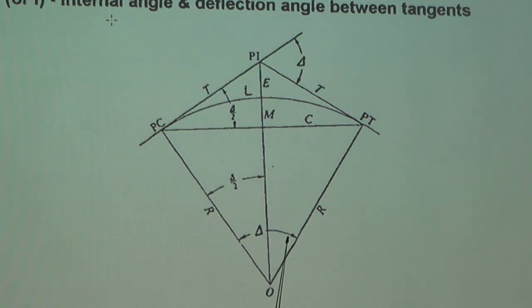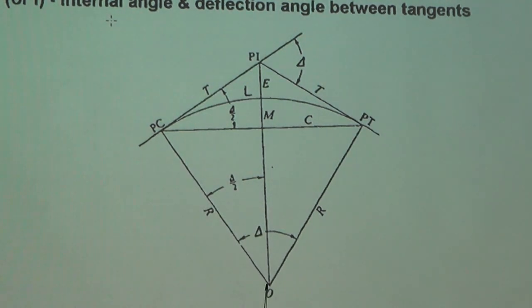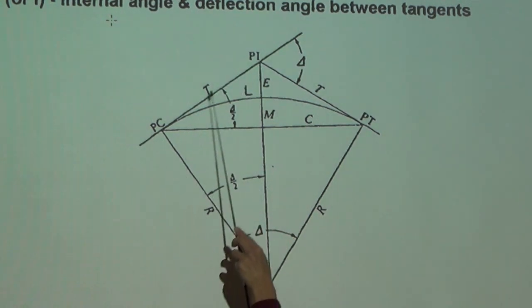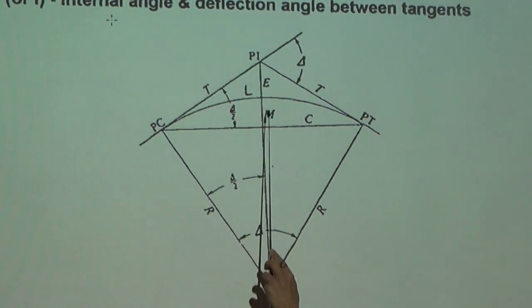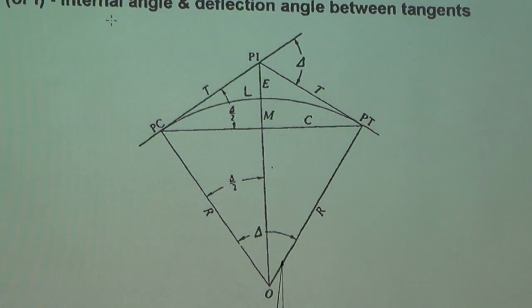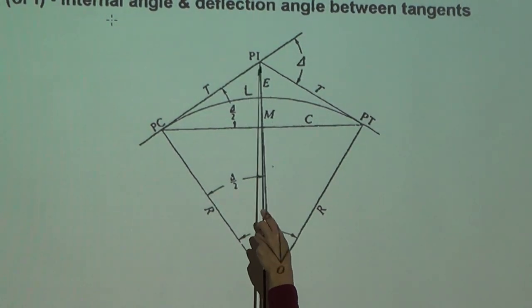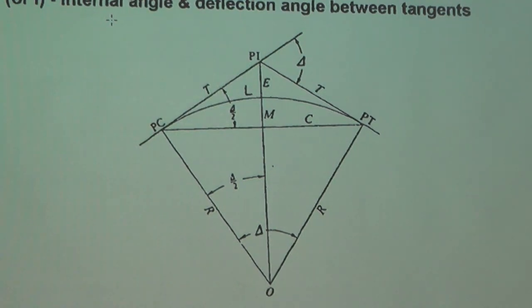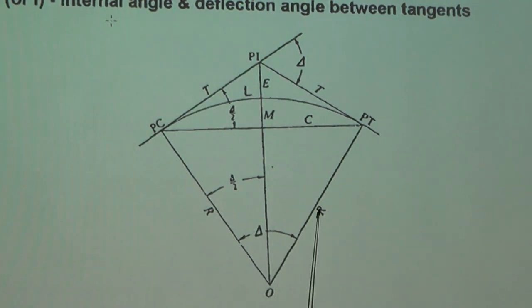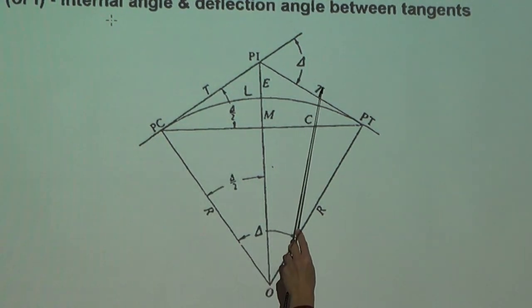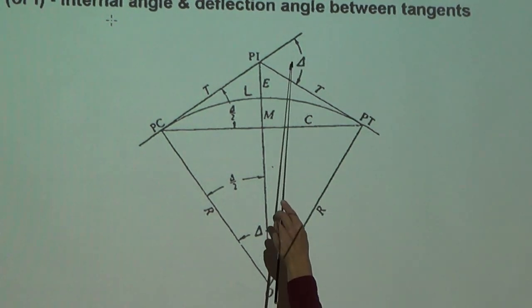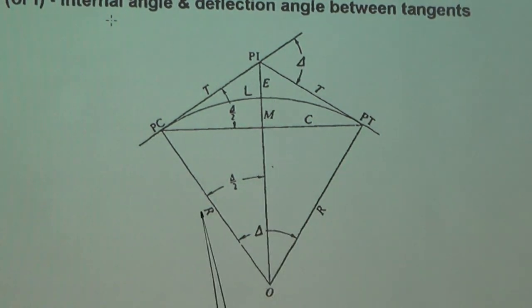It means if this is delta, and delta lies between the R and the R line, and this tangent line is perpendicular to this R, and this tangent line is perpendicular to this R, it means the angle between these two lines is the same angle as here. So the angle between R and R is delta, and because this tangent is perpendicular to this R and this tangent is perpendicular to this R, the angle between these two lines that are perpendicular to these is the same as this angle. Okay, so you have to remember that.